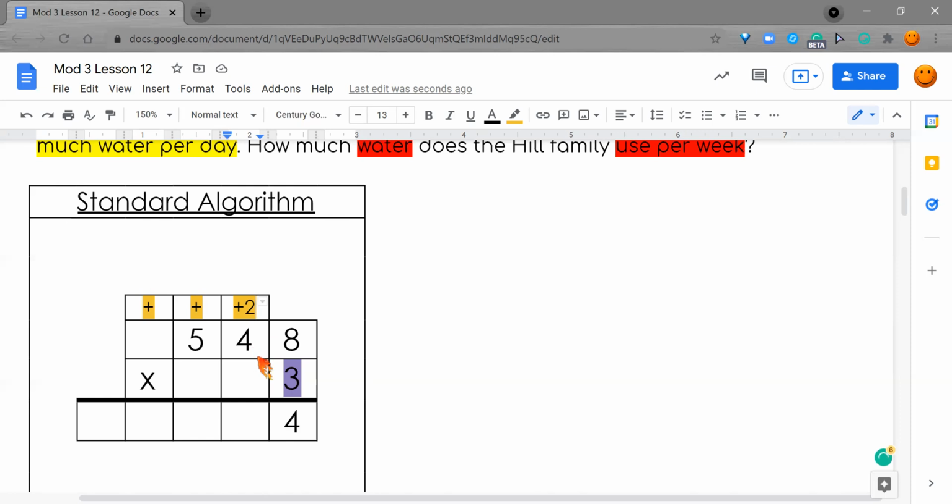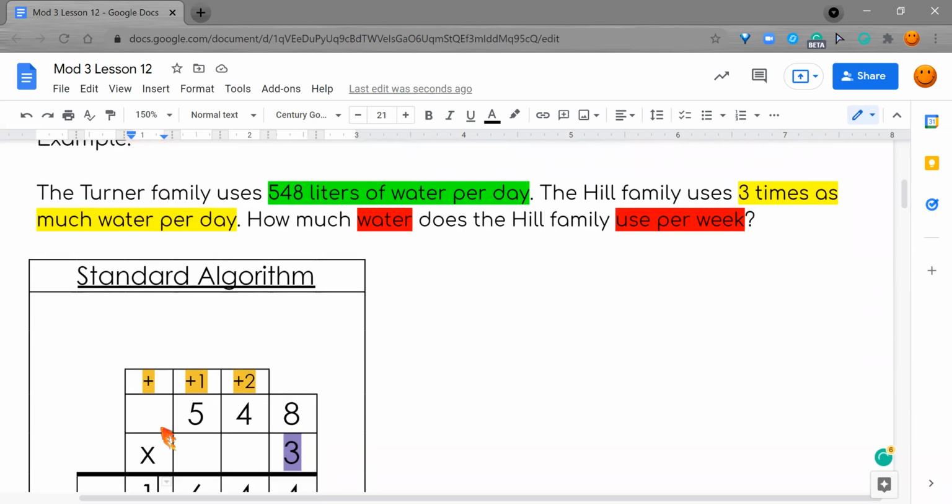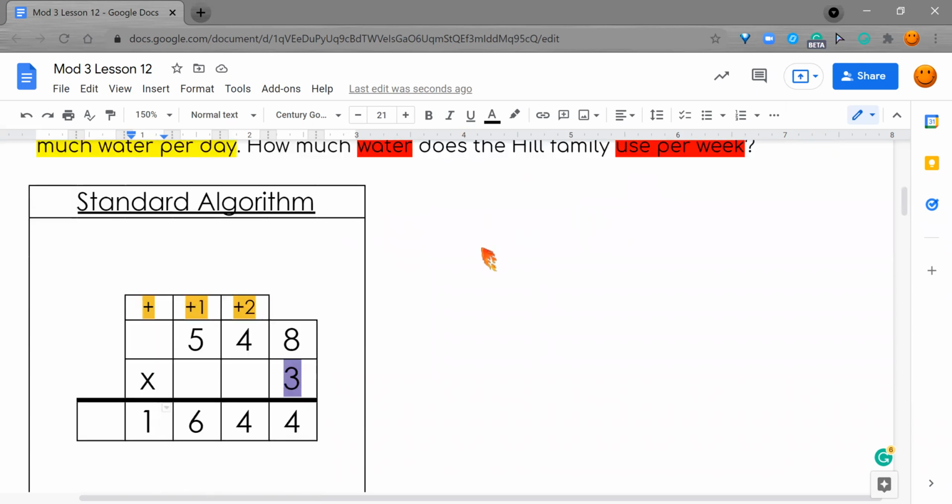Now I'm going to multiply our tens place. So we're going to go 3 times 4, which is 12. Remember to add our 2, which is 14. And we write 14 as 1, 4. So our 4 gets dropped and our 1 gets carried to the hundredths place. Remember that 4 got dropped into the tens place in the product. Now we're going to do 3 times 5, which is 15. And remember to add the 1, which is 16. I'll put the 6 in the hundredths place and the 1 in the thousandths place. So we know the Hill family uses 1,644 liters of water per day, but we want to know per week.